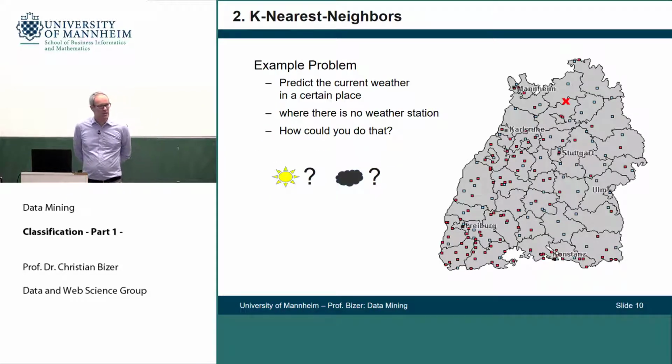So let's start with the first one, a very simple one, k nearest neighbors. Example problem: we want to predict the weather in a place where there's no weather station. So this is likely Moosbach, somewhere in the woods. There's no weather station. We want to know, is it likely sunny or cloudy at this place?